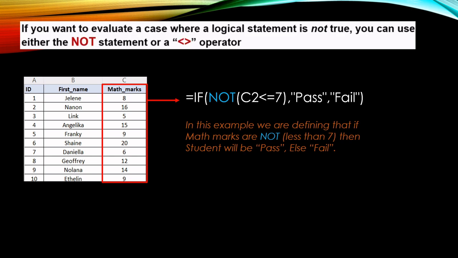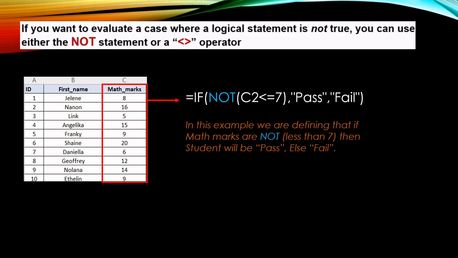The and and or statements allow us to test whether conditions A and B are both true, or if one or the other is true. But what if we want to test if a condition is not true? In that case, we have a tool called the not statement, or the not equal to operator, which you can see on the screen, as a means of accomplishing that.